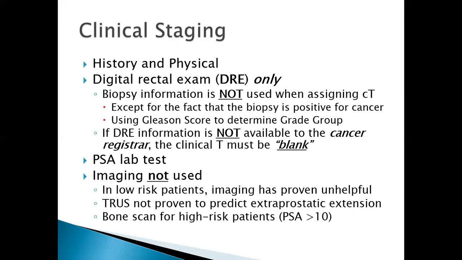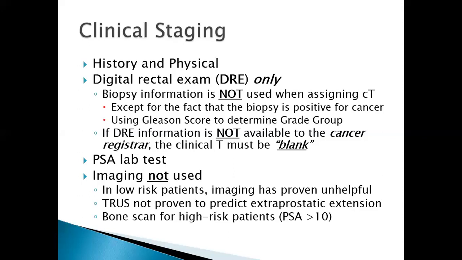A bone scan may be ordered for high-risk patients, and those high-risk patients are patients that have a PSA of 10 or greater. A high PSA level of 10 or greater can be an indication that the patient has bone metastases. And then a bone scan will be able to prove or disprove that, okay? But once again, that bone scan, yes, we would use it, but a positive bone scan would actually be used to assign the clinical M category, not the clinical T category, okay?